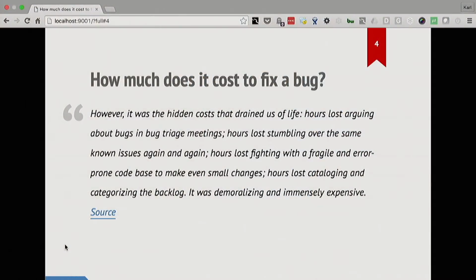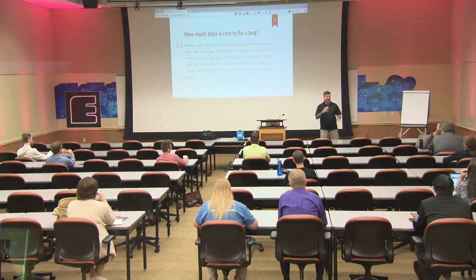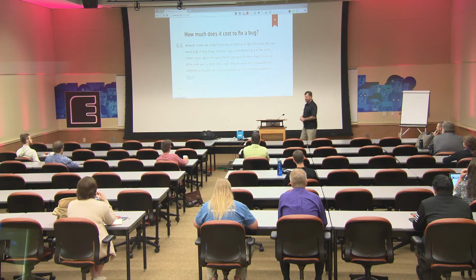And this was a really great discussion about bug fixing, which was, however, the hidden cost that drained us of life. Hours lost arguing about bugs in bug triage meetings, hours lost stumbling over the same known issues again and again, hours lost fighting with fragile and error-prone code bases to make even small changes. It was demoralizing and immensely expensive. Anybody ever have to fix a website for accessibility before? Does demoralizing and immensely expensive ring any bells? Yeah, exactly.